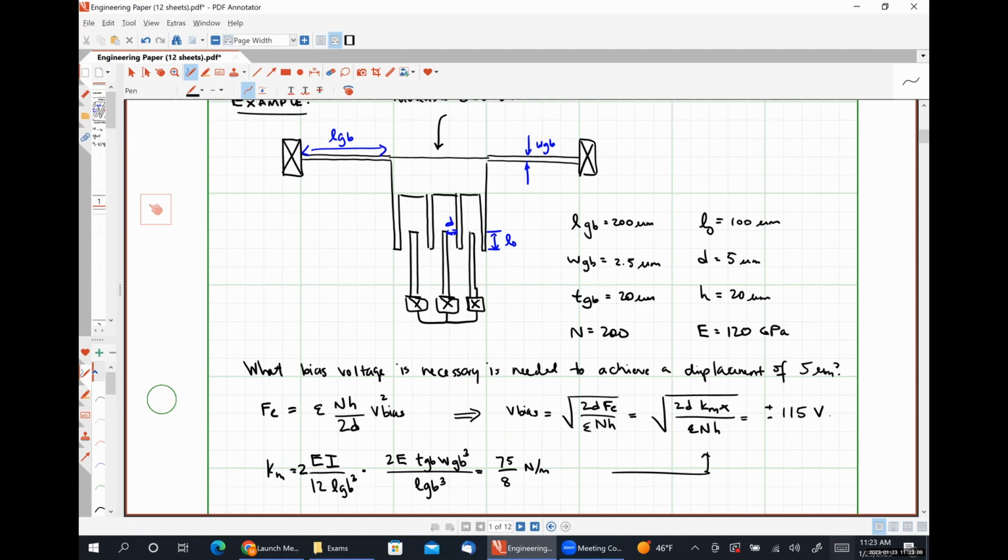Okay. 115 volts really isn't out of the realm of possibilities, at least for what's been used in research. For practical applications, like putting this into some type of system that's really usable, 115 volts DC is rather high. But in research settings, I've seen people use as much as 300 volts to get similar displacements.